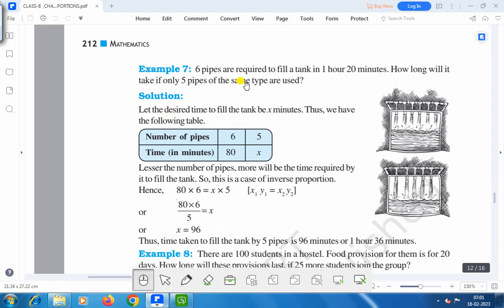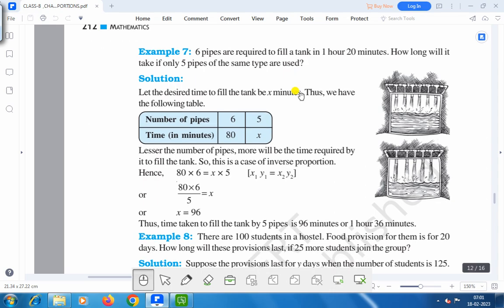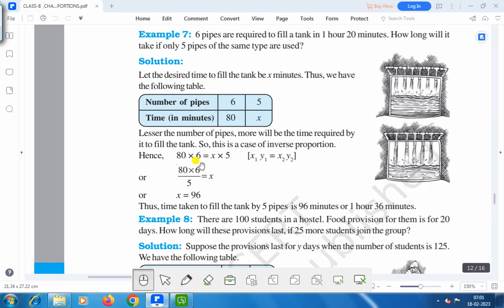Here you see, 6 pipes are required to fill a tank in 1 hour 20 minutes. How long will it take if only 5 pipes of the same type are used? Here you see the number of pipes. When the number of pipes is 6, time taken is 80 minutes. When the number of pipes is 5, let the time taken be x. Lesser the number of pipes, more will be the time required to fill the tank. So this is a case of inverse proportion. So we can write 80 × 6 = x × 5. Therefore, the value of x is 96.